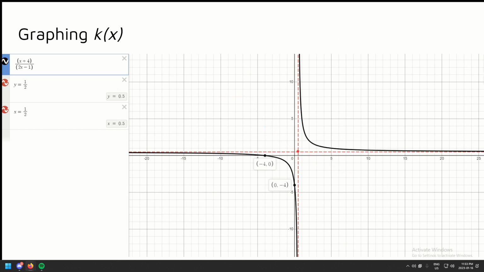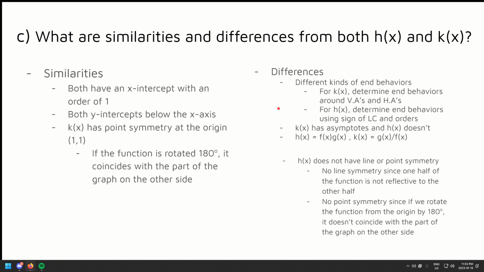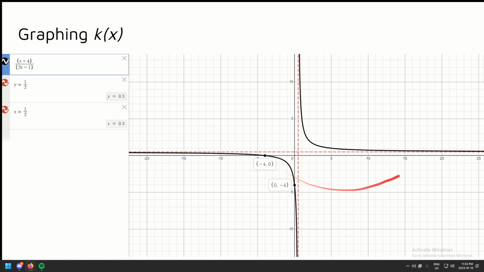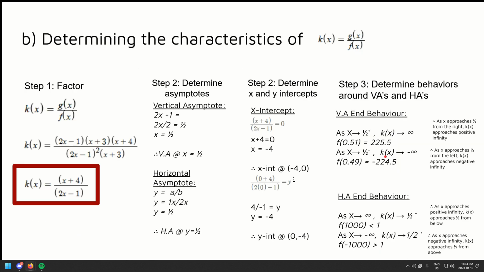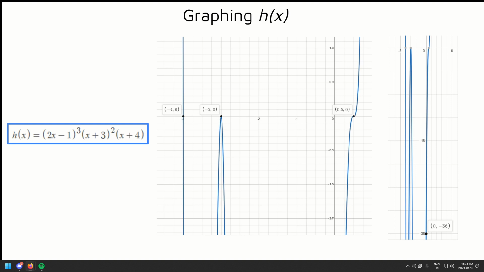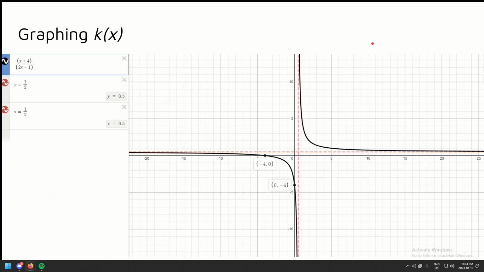This is true right here. That is directly symmetrical, reflected. If the function is rotated 180 degrees, it coincides with the part of the graph on the other side. If you rotate this 180 degrees, it should be perfectly aligned with this one on the other side. Differences: they have different end behaviors. Comparing k(x) to h(x), there are clearly different end behaviors. This one has end behavior from quadrant 2 to quadrant 1, whereas this one has end behaviors in every direction.